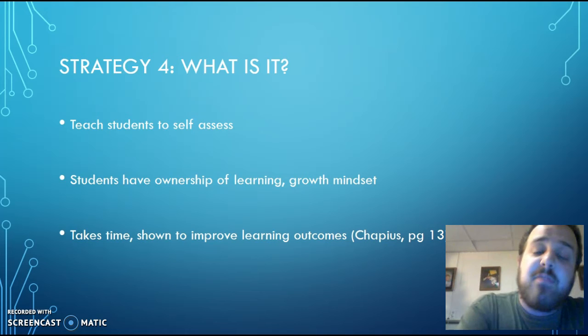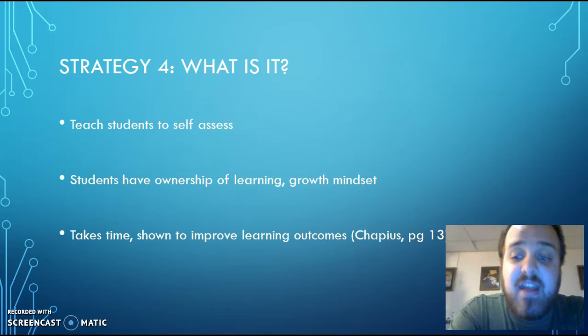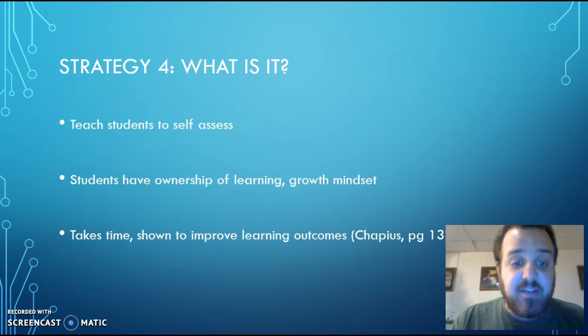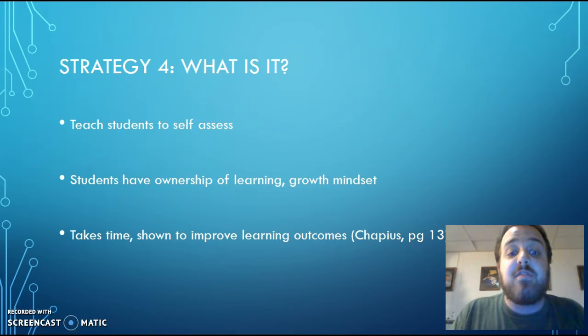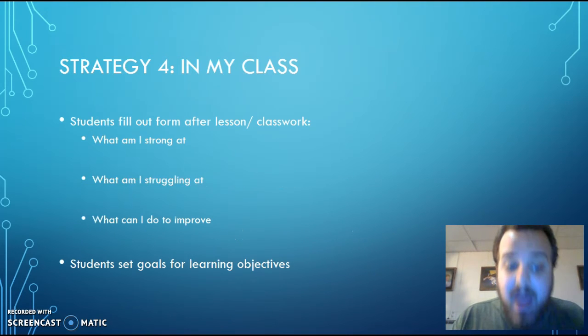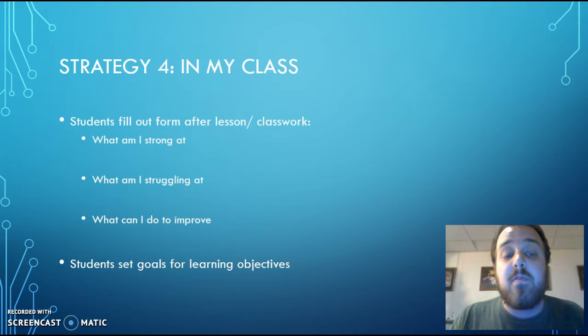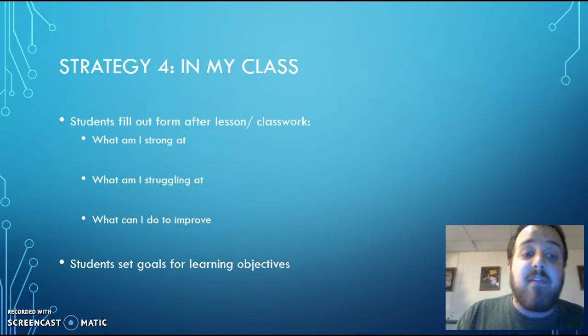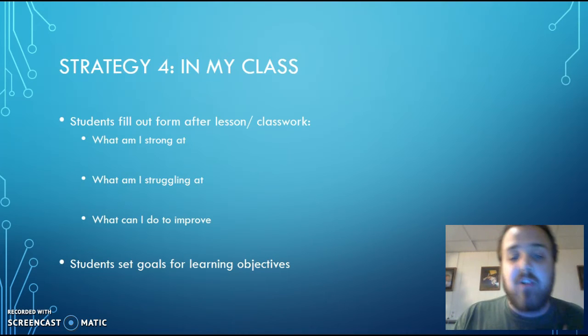Strategy 4 in my classroom is to teach students to self-assess, having them do a problem and then self-assess and think about it. You have to really do this with students. Take the time to do it. It gives students ownership of the learning and gives them a growth mindset that can really improve their outcomes. What I have in my class, I have students fill out a form after lessons or their classwork saying what they're strong at, what they're struggling at, and what they can do to improve, and that really helps them think about what they need to do.